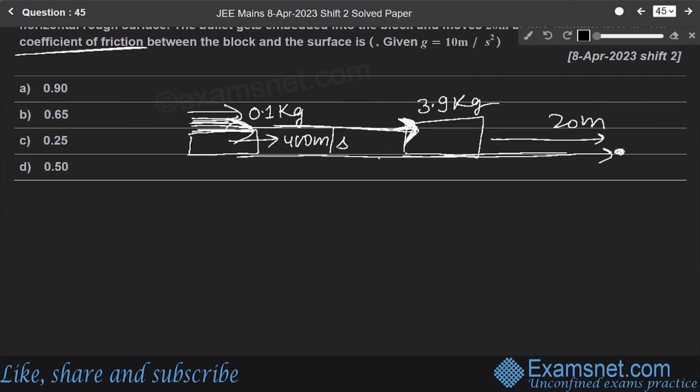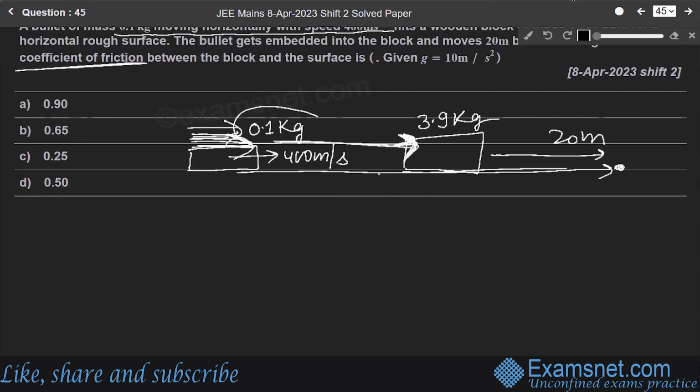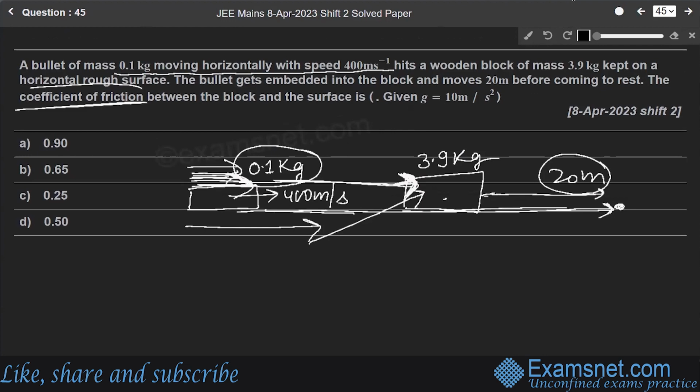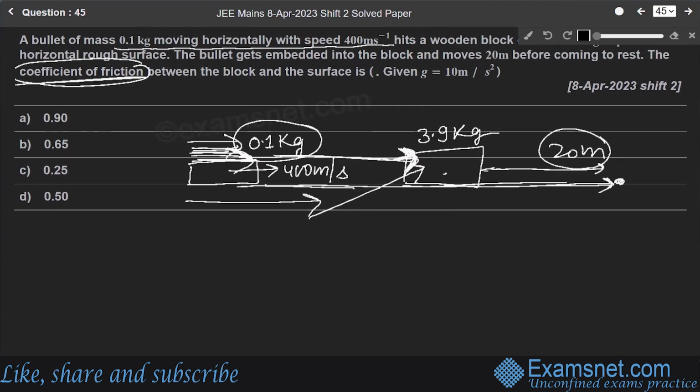Means there is a bullet whose mass is 0.1 kg, moving with a speed of 400 meter per second, and there is a block of 3.9 kg. The bullet gets embedded in it, and after being embedded it moves a distance of 20 meters, then comes to rest. So we have to find the coefficient of friction for it.